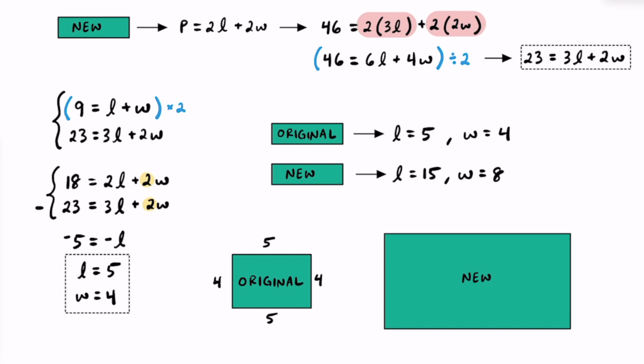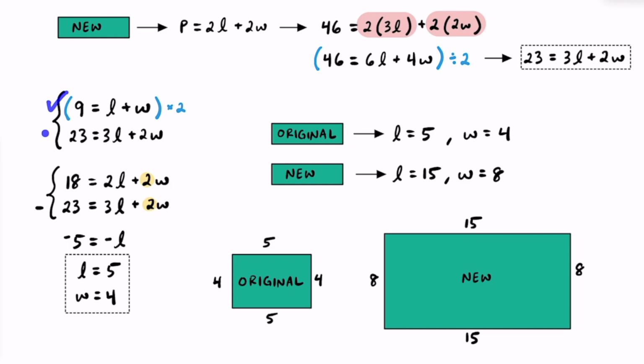And then for that new rectangle, we know the length is 15 and the width is 8. So if we see here that the 15 is triple the 5 and the 8 is double the 4, does this equal a perimeter of 46 here? Well, 15 and 15 makes 30, and then 8 and 8 makes 16, and 30 and 16 make a total of 46. So that does match the perimeter of this new rectangle.